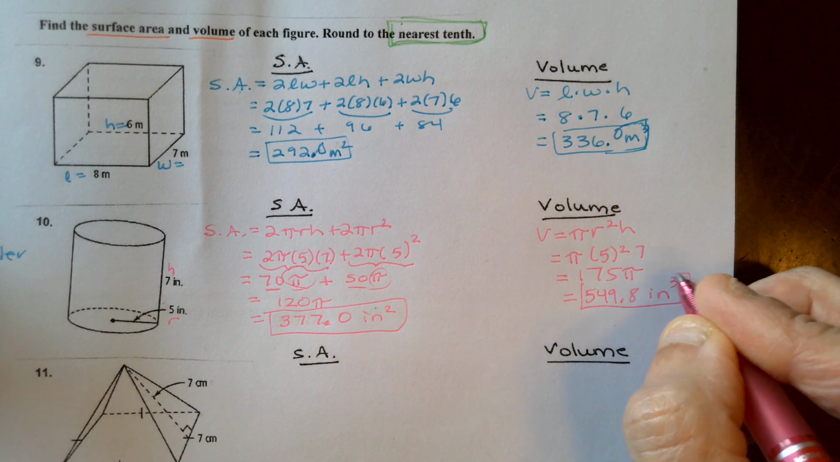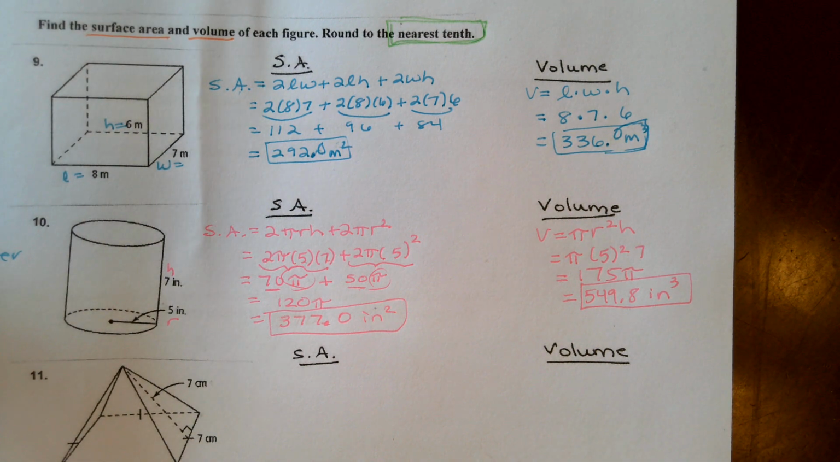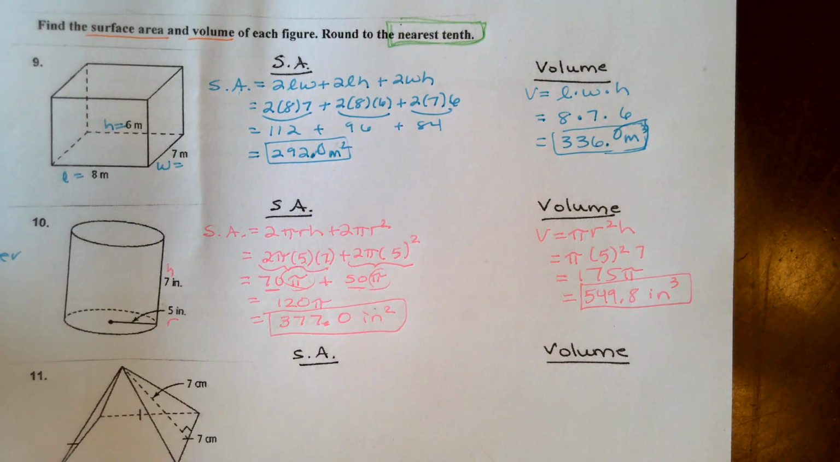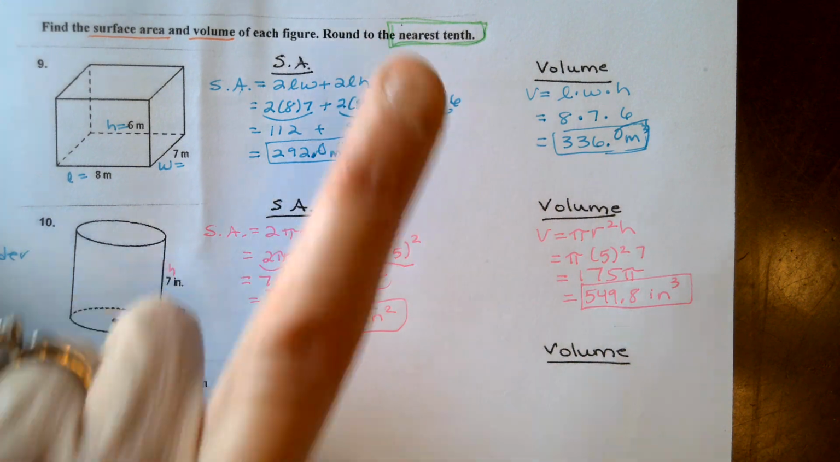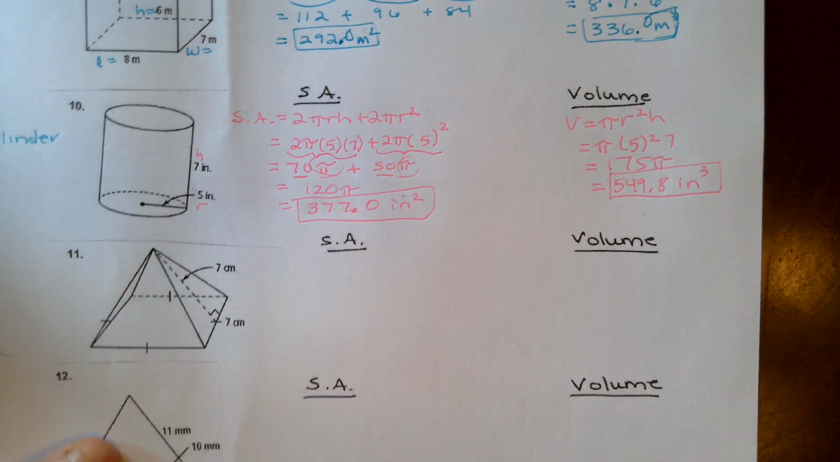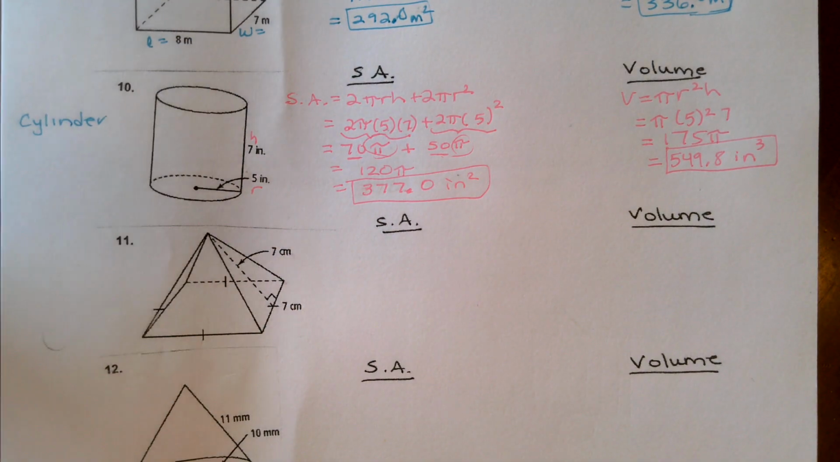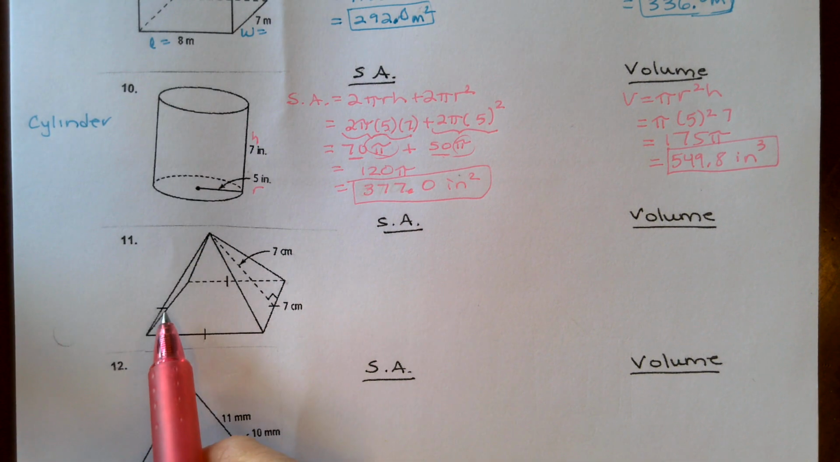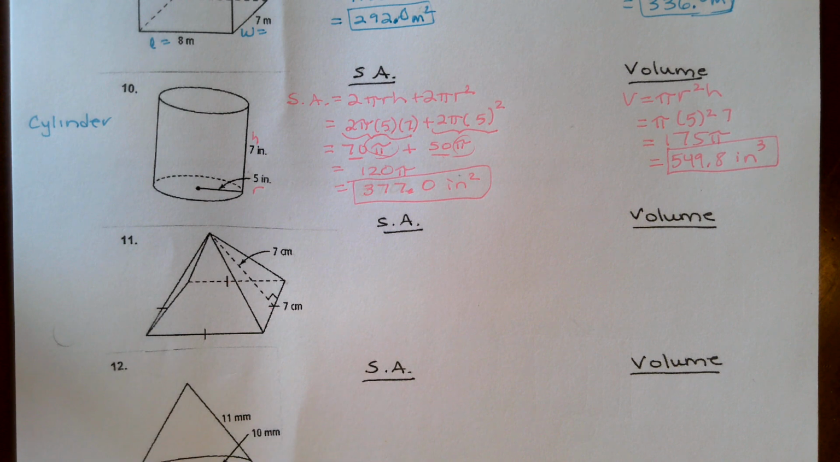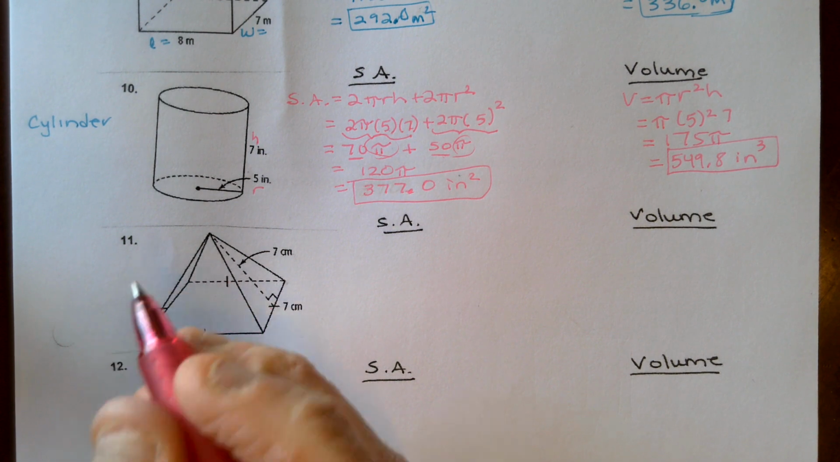Cubed, because it's volume. And when I'm done with this page, I'm going to double check this to make sure I don't forget anything. Look at the next picture. Analyze. What is it? It's a, well, square, because actually I can see these sides are all the same. So it's a square pyramid.